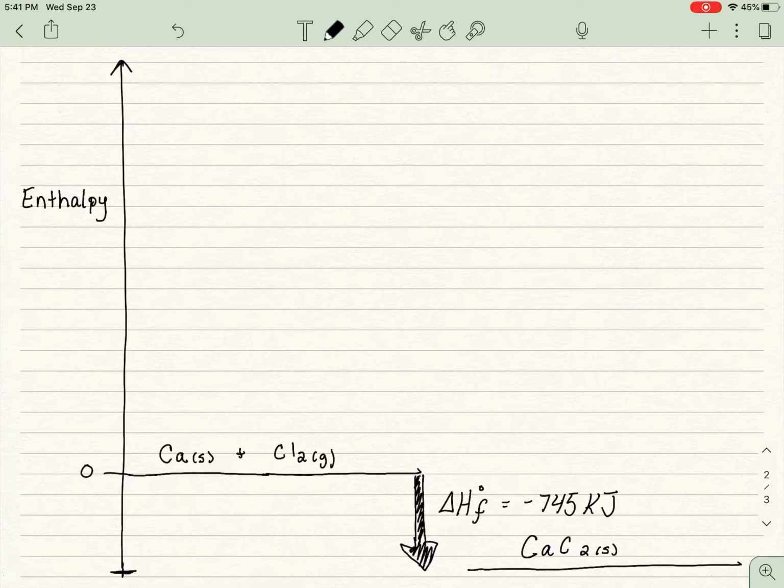Didn't know why my L looked like that. There we go. Don't do a capital L, it's lowercase, okay?